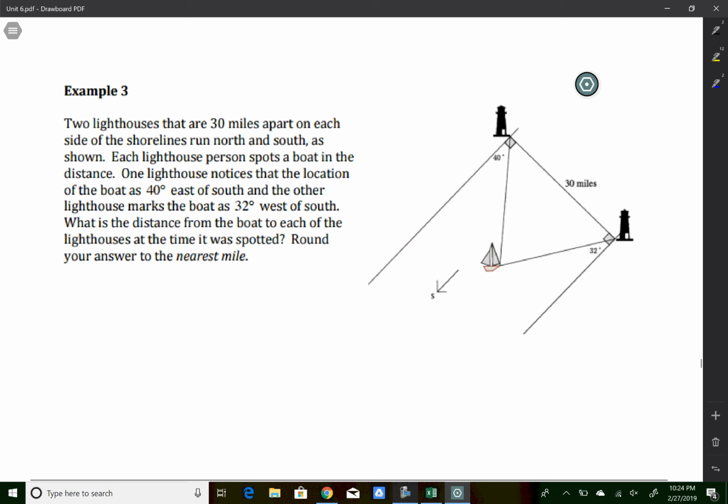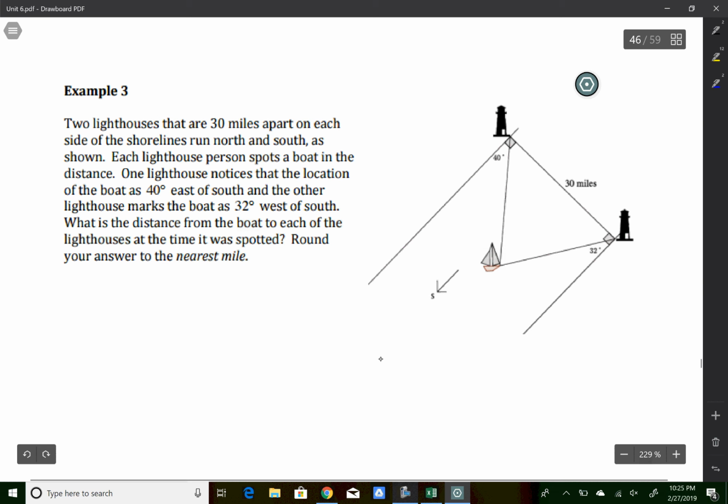Number 3 gives us this kind of weird looking picture. So we have 2 lighthouses. They're 30 miles apart. And each of them makes an angle. So there's a 40-degree angle from this first lighthouse to get to this boat, and a 32-degree angle from this lighthouse to get to this boat, right? Now notice neither of those 2 angles are in this nice triangle that we have drawn here in our picture.